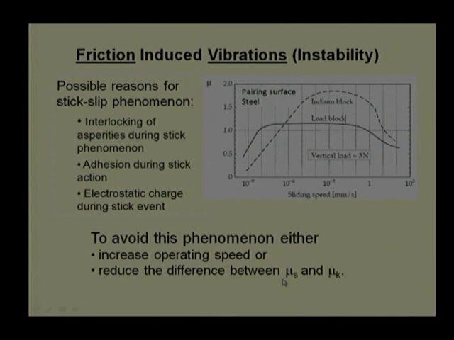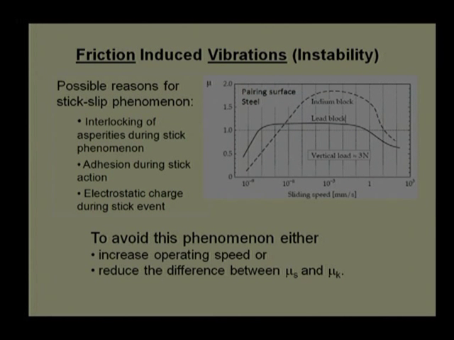The other way is to try to reduce mu s and mu k. Maybe you choose a tribo pair which has a lower difference between the static coefficient of friction and the kinetic coefficient of friction. Change a material or introduce some lubricant, because the introduction of lubricant or forced lubrication will reduce this coefficient of friction and the difference between the static coefficient of friction and the kinetic coefficient of friction.